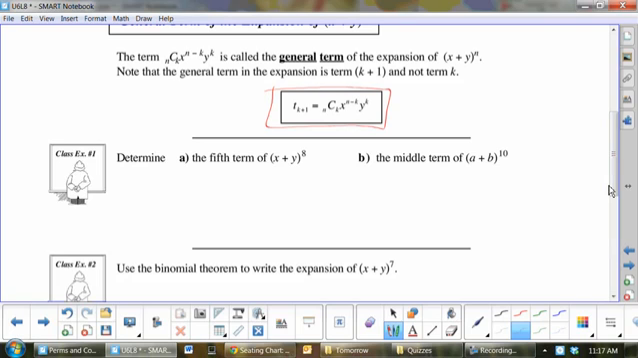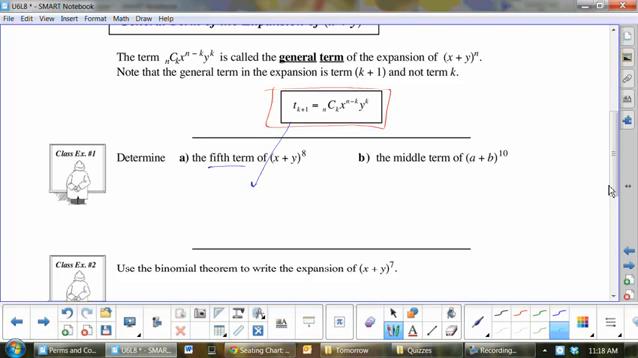Now, if I asked you, hey, what's the fifth term in x plus y to the 8? You are into about a half an hour of work if you're going to take x plus y and multiply it by x plus y, and then take that and multiply it by x plus y, and do that 8 times, and then find me the fifth term. You're probably going to use up half your exam time on one question. Or you could use this fancy formula. So let's talk about this fancy formula.